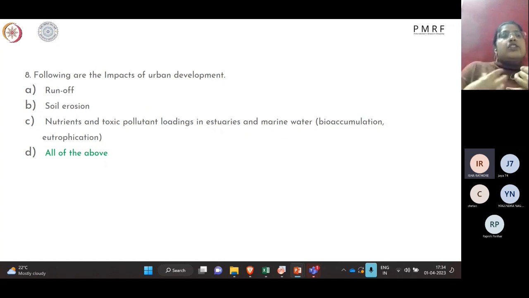And eutrophication is when you have an increased level of biodiversity at the surface level of the water body because of excessive nutrients being put into the water bodies. So you can see them in examples of lakes which have a large number of plant population. So D was the correct answer, as you stated.